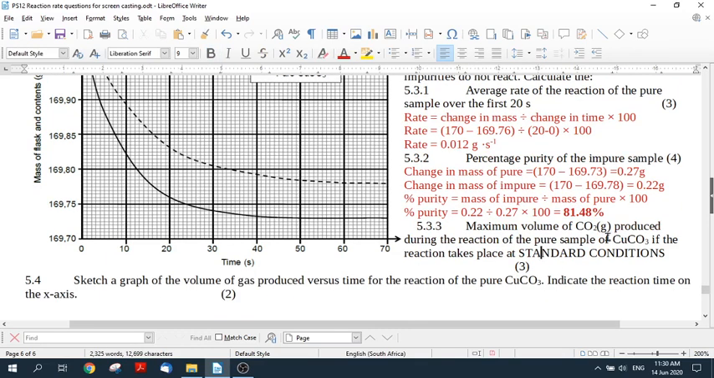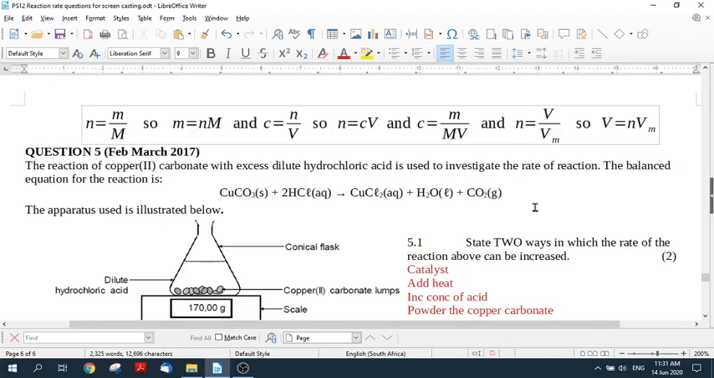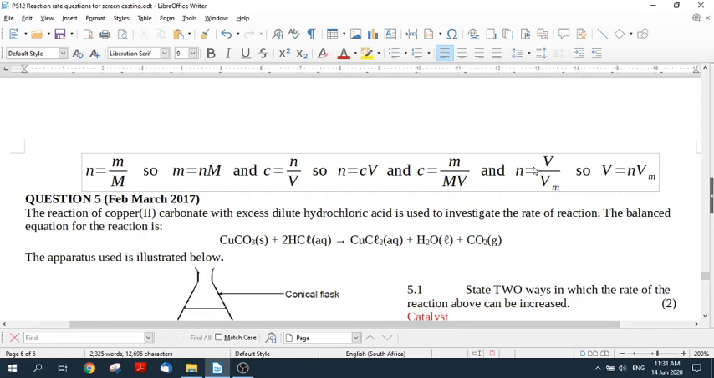Now it says to you the maximum volume of carbon dioxide gas produced during the reaction of the pure sample of copper carbonate if the reaction takes place at standard conditions. This is a standard chemistry calculation here. You know that 1 mole of any gas at STP occupies, fill in the gap, 22.4 cubic decimeters. Okay, so remember we have these formulas. n equals V over Vm, so V equals n times Vm, and they said to you standard conditions, so Vm is going to be 22.4.